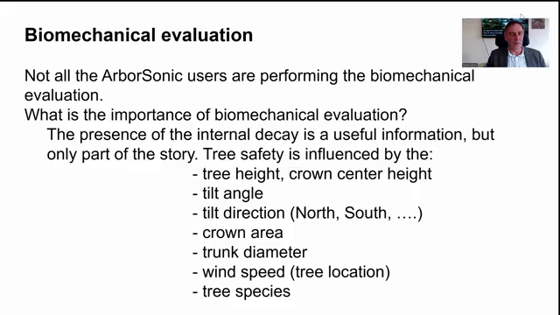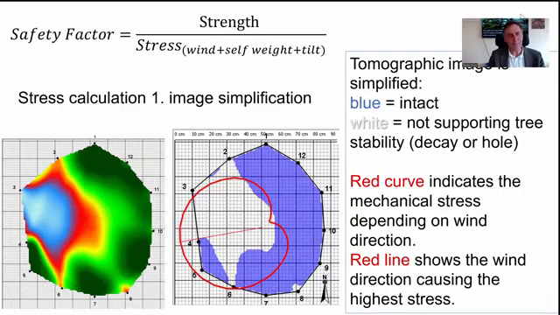Why is the biomechanical evaluation important? The presence of internal decay is useful information, but only part of the total story. Tree safety is influenced by many other parameters like tree height, crown center height, tilt angle, tilt direction, crown area, trunk diameter, wind speed, tree species. So we need to take all this information into one basket and get the final result.